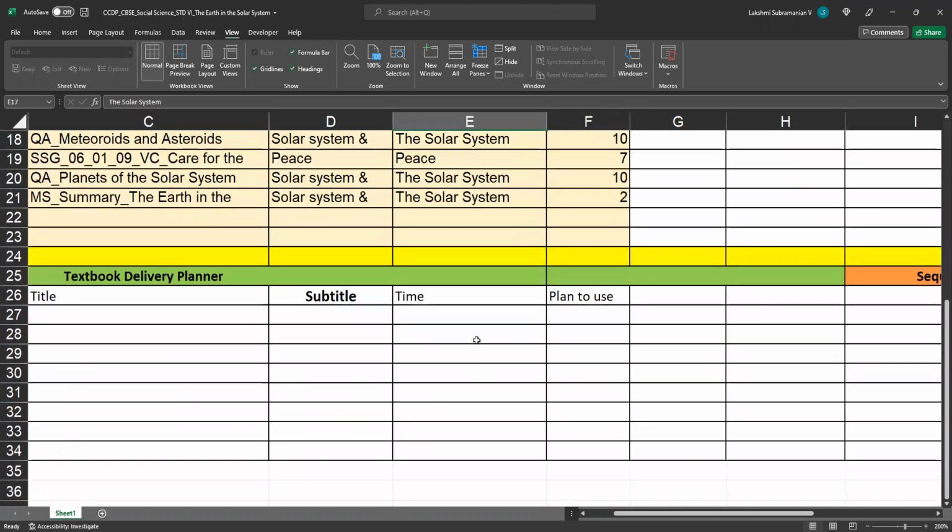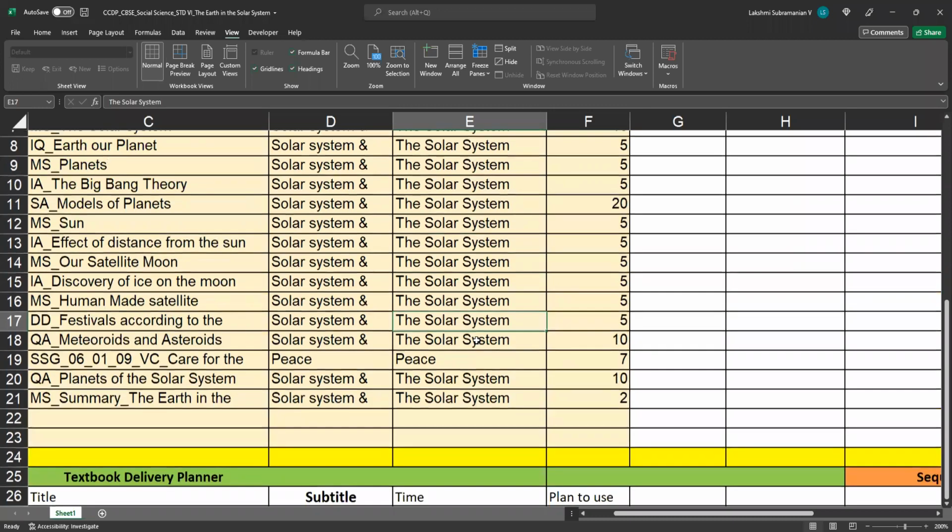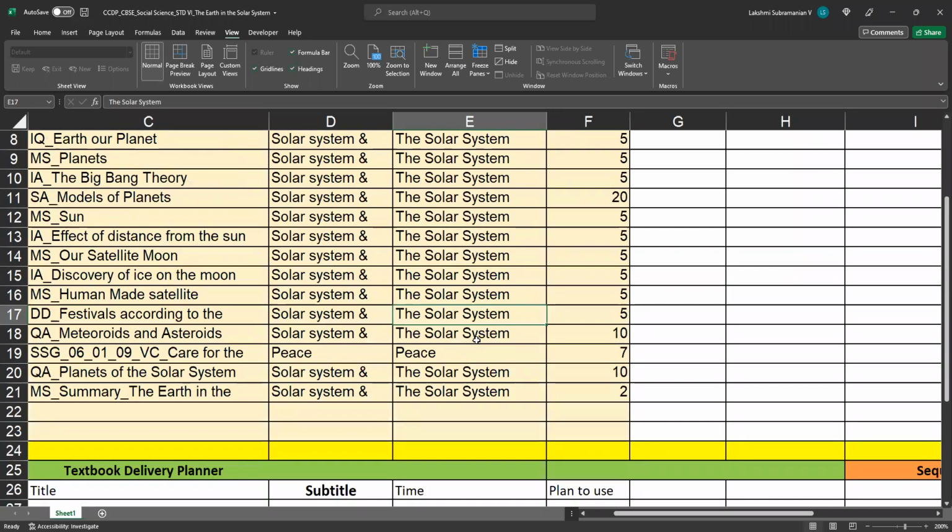So the textbook delivery planner is something which is not covered in the MLP, but you have identified it from a textbook and you want to bring it. Okay, sir. Yeah. Thank you, sir.